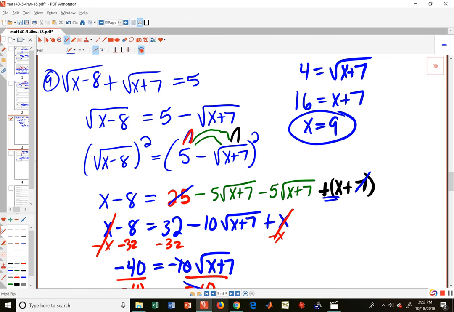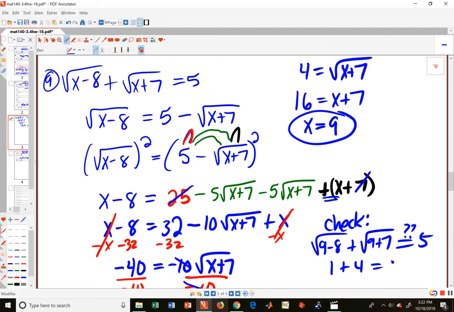We put a circle around it, hoping it's right, but there's no guarantee. So we do a check. Here comes the check. The square root of 9 minus 8 plus the square root of 9 plus 7, does it equal 5? That's a 1. 9 plus 7 is 16. That's a 4. And yes, it actually works. So x equals 9 is the solution.